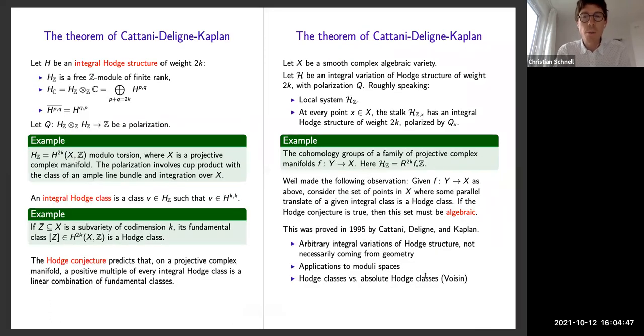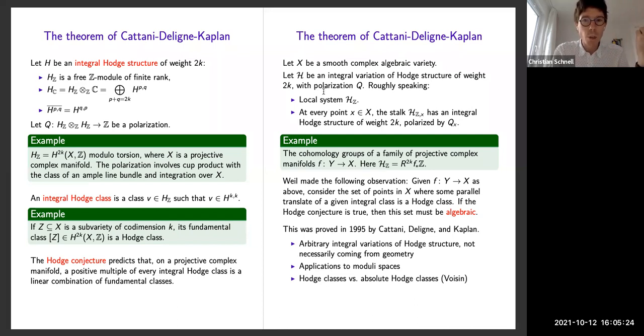So what is this theorem of Cattani-Deligne-Kaplan about? This is about families of Hodge structures. Now I changed the notation slightly, and I let X be just a smooth complex algebraic variety. This is some kind of parameter space. Over that X, I assume that I have a variation of Hodge structure, which is a notion of a family of Hodge structures. Roughly speaking, at every point you have a vector space of constant dimension with a Hodge structure on it, an integral lattice, and a polarization. And then you want these things to vary nicely from point to point.